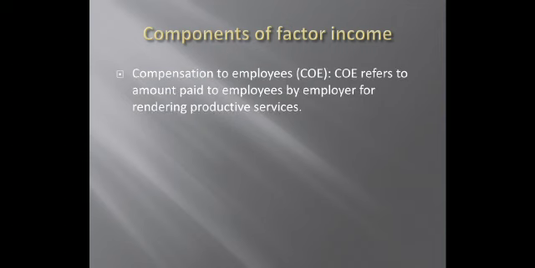Here are the components of factor income. First one is compensation to employees, denoted by COE. COE refers to the amount paid to employees by the employer for rendering their productive services. It includes all the payments and benefits which the employees receive directly or indirectly from the employer. Compensation of employees consists of three elements: wages and salary in cash, wages and salary in kind, and employers' contribution to social security schemes.